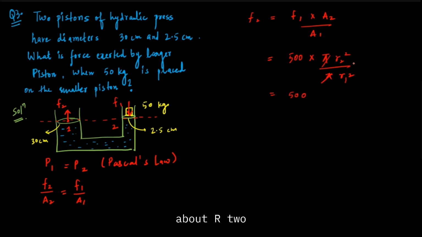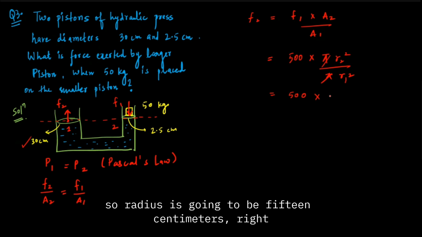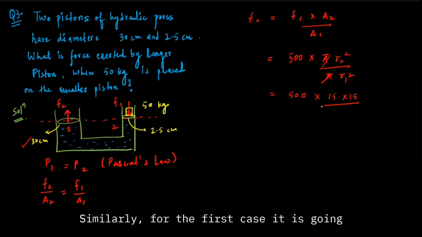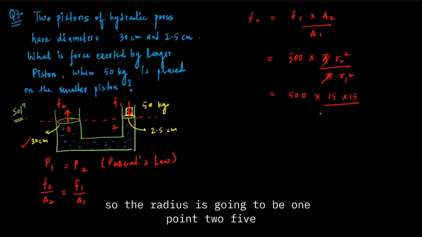What about r2? R2 is the diameter. Sorry, radius. Diameter is 30 centimeters, so radius is going to be 15 centimeters, right? Yes. Similarly, for the first case, it is going to be 2.5, so that radius is going to be 1.25. So 1.25 times 1.25.